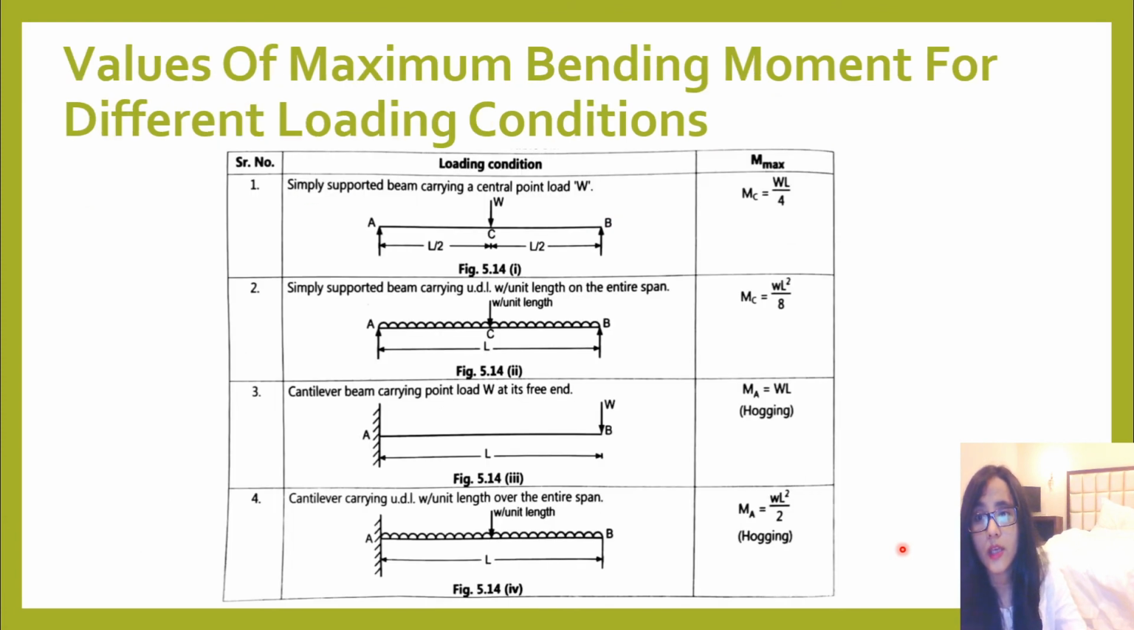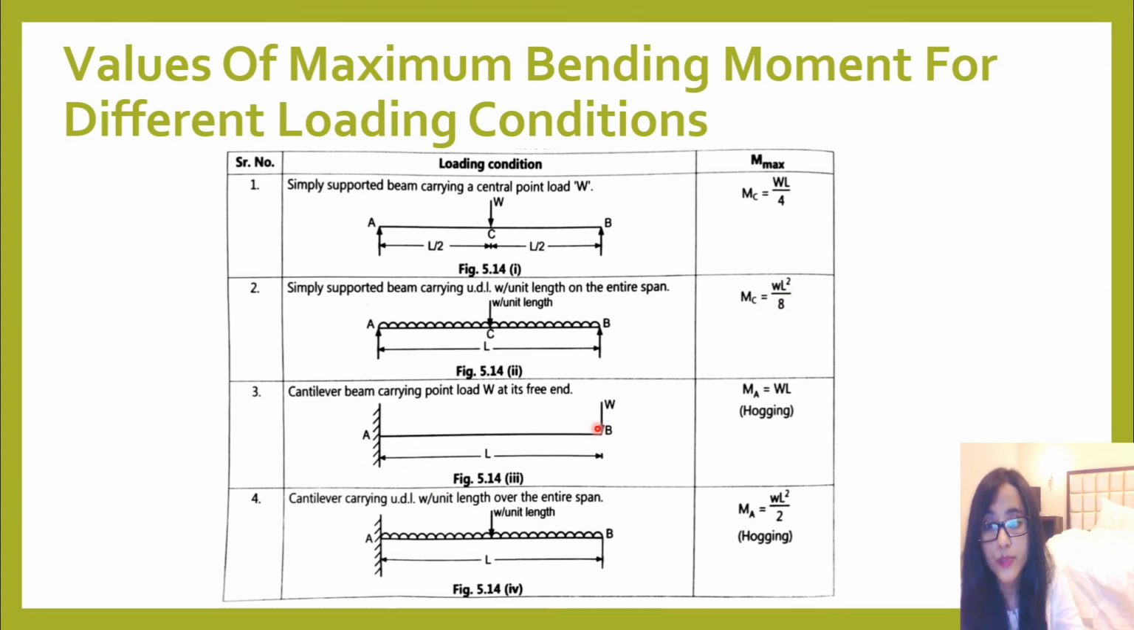Okay, and next you have values of maximum bending moment for different loading conditions. Now here you find this is a simply supported beam under point load action, right? Here the point load is acting, so if you find the maximum bending moment at point C, it will be equal to WL by 4. Similarly for a simply supported beam carrying a UDL throughout its length, the maximum moment will again come at this point C, so here you will get WL square by 8.